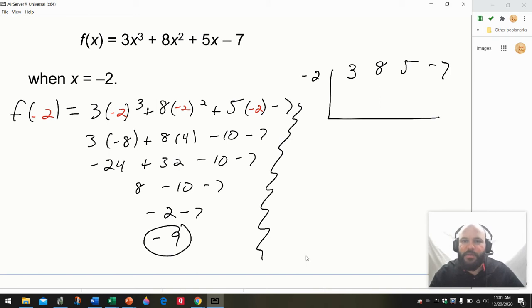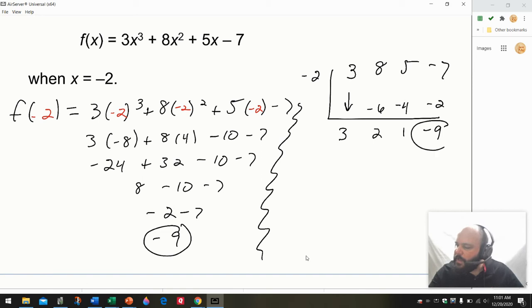Okay, so I'm going to do synthetic division just like I did in the last problem. Drop the 3, and then multiply. -2 times 3 is -6. Now I'm going to add 8 and -6. And I get 2. -2 times 2 is -4. Then I'm going to add 5 and -4, which is 1. And then negative 2 times 1 is negative 2. And when I add negative 7 and negative 2, I get negative 9.